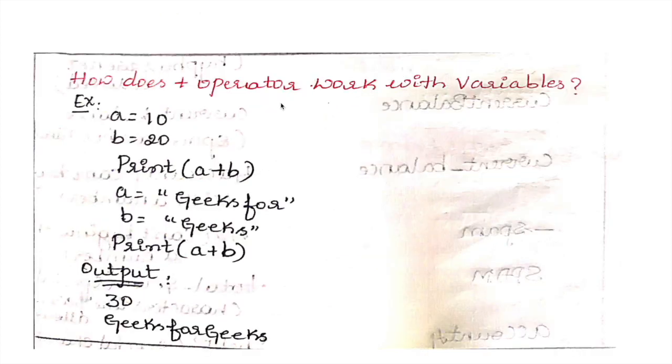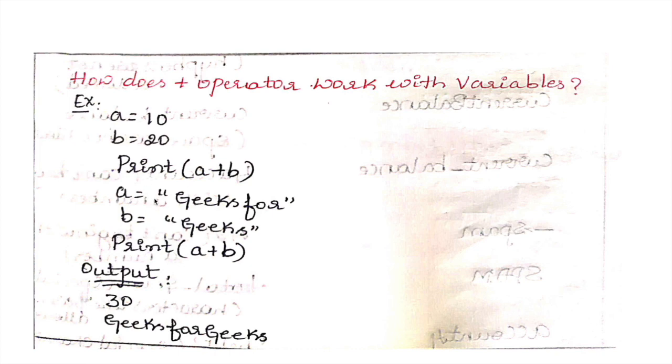How does the plus operator work with variables? Yes, you can use the plus operator along with variables. For example, a is a variable. What is the value stored in the variable a? 10. 20 is the value stored in the variable b. Print a plus b. A plus b is what? 10 plus 20, 30. You can do that.